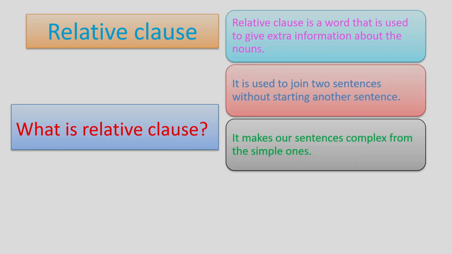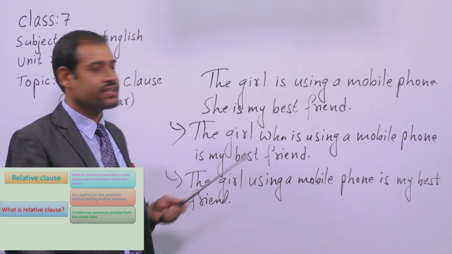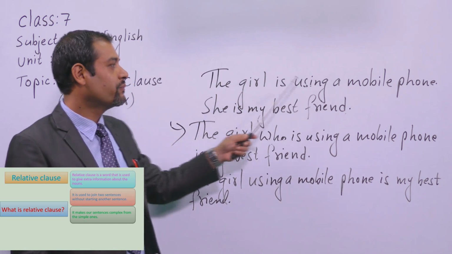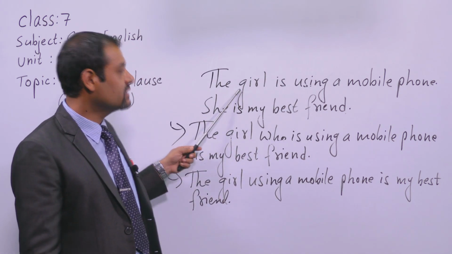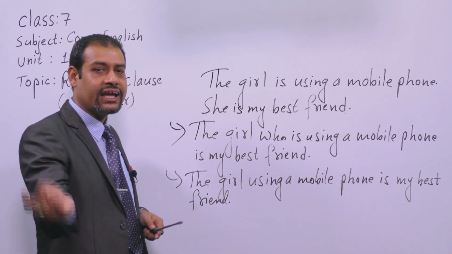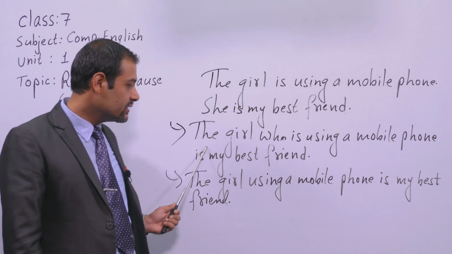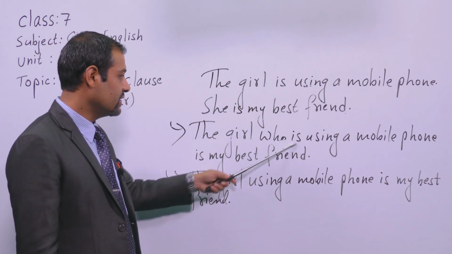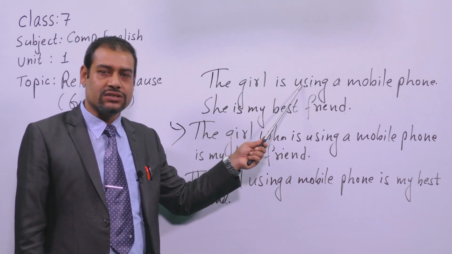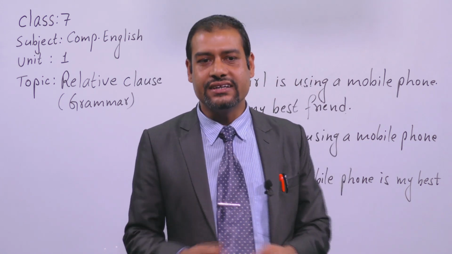Next, it makes our sentences complex from the simple ones. Dear students, if you write only the girl is using a mobile phone, it is a very simple sentence. Okay, we have subject, let's say subject, predicate. Or you can say we have subject, verb, and object. Simple sentence. But when we use relative clause and make two sentences into one, at that time it becomes complex sentences. We have more, let's say, nouns also, and it is not like a very simple sentence. Do you understand? If so, dear students, I want to show you another slide again.